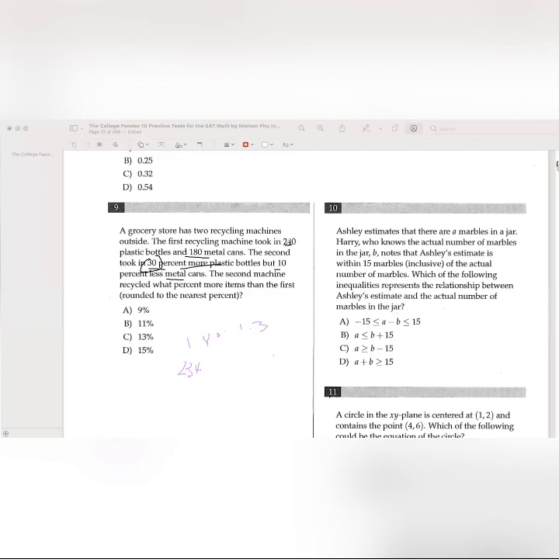Ashley estimates that there are some number of marbles in a jar. Harry, who knows the actual number of marbles in the jar, notes that Ashley's estimate is within 15 marbles, inclusive. I got about 13%. Let me know if that's what you got. Yeah, I think you did it right.